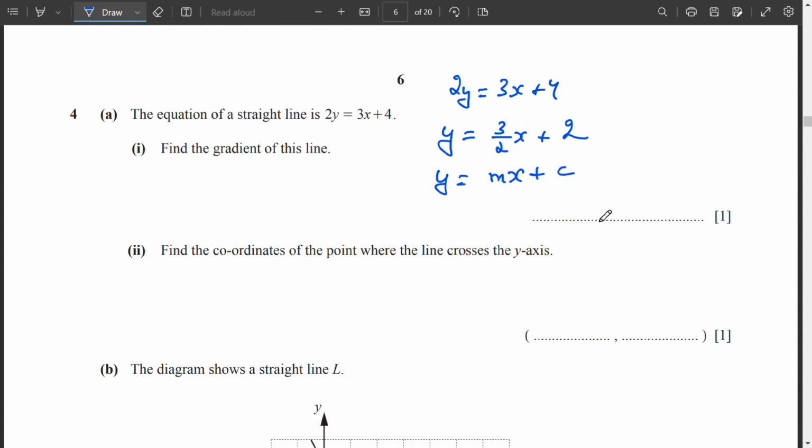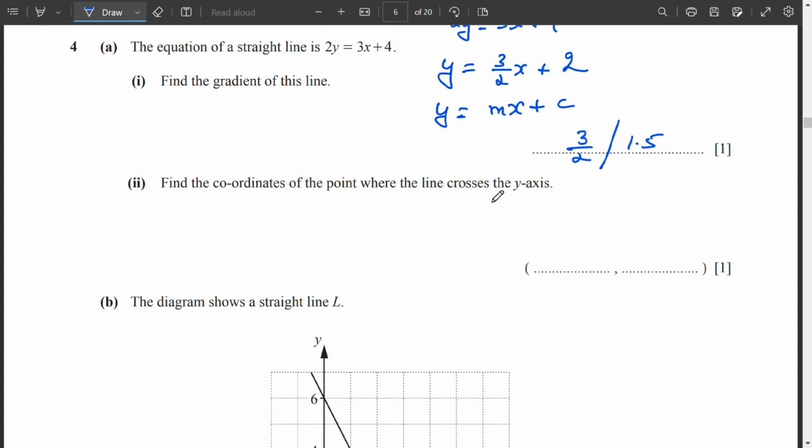3 by 2. So what is the slope? Slope is 3 by 2, or you can write 1.5 also, comparing with this. Okay, next question. Sorry, part 2. Find the coordinates of the point where the line crosses the y-axis.